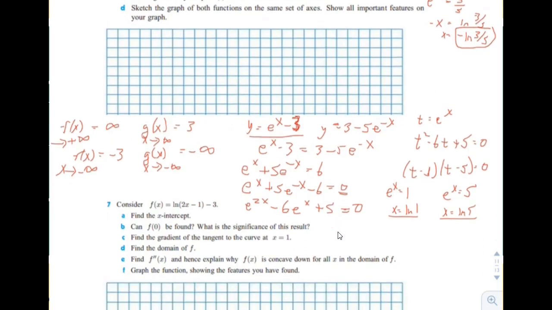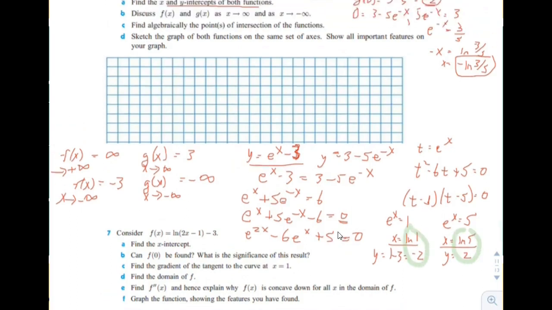It could be that one. Looks maybe a little easier. So we'll have y equals e to the x, which would be 1 minus 3 equals negative 2. And for the other one, if we put natural log of 5 in there, we'd have 5 minus 3 equals positive 2. Okay, so these are the intersections that they asked us to find in C.